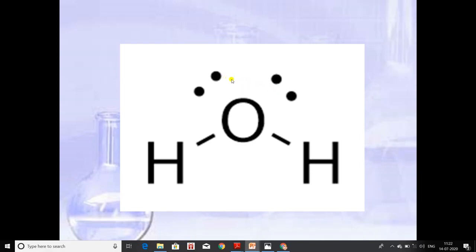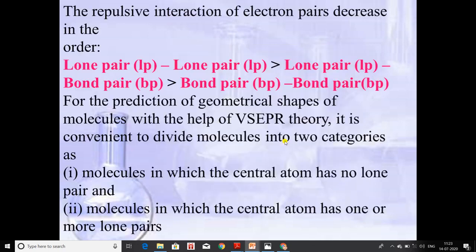There are three types of repulsion here. One is repulsion between lone pair and lone pair. Second, repulsion between lone pair and bond pair. Third, repulsion between bond pair and bond pair. You will observe that repulsion between lone pairs is maximum. After that, repulsion between lone pair and bond pair, and in the end, repulsion between bond pairs is minimum. So this is the order of the repulsion.